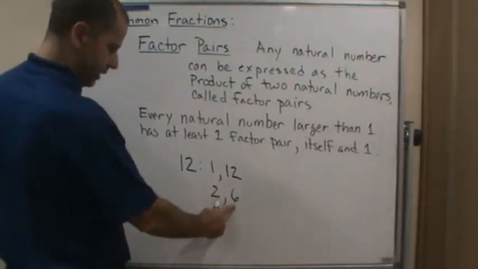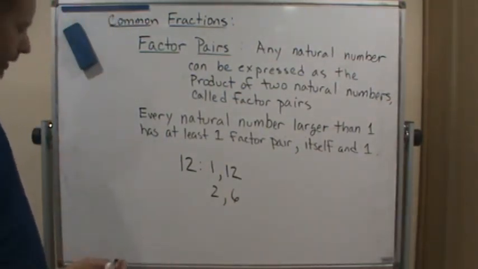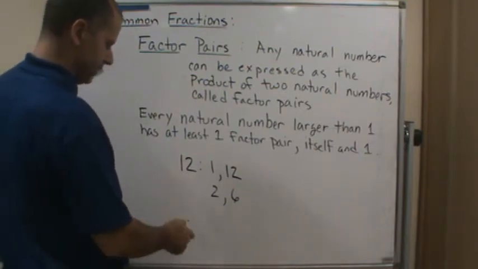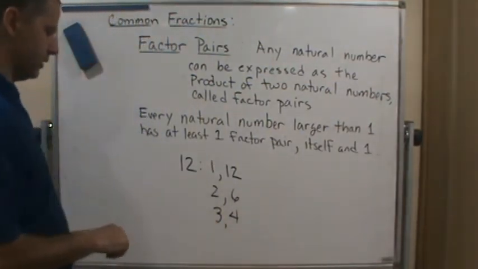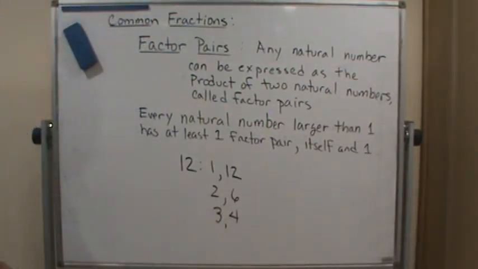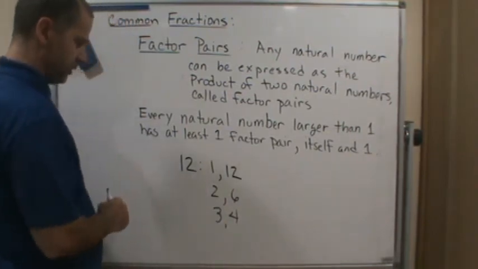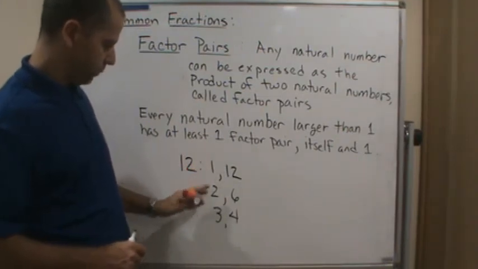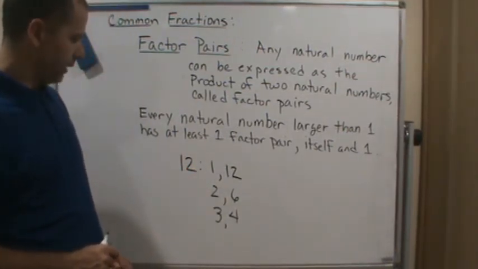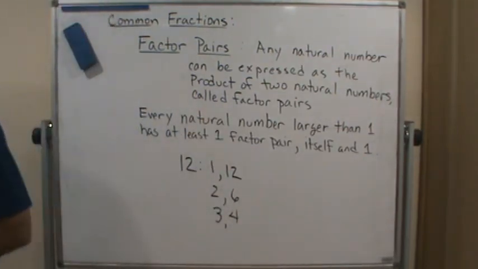By the way, 6 also divides 12. So now let's go to 3. Is 12 divisible by 3? Yes, it is. So then I get 3 and 4, because 3 times 4 is 12. And if I go to 4, well, obviously I already got 4. So at this point, I've got all the factors. So all of the factor pairs of 12 are these, and in fact, these are all of the factors of 12 as well.